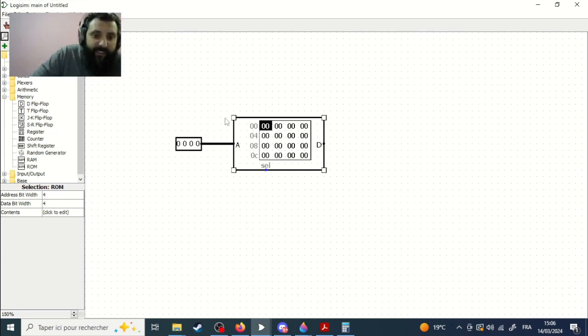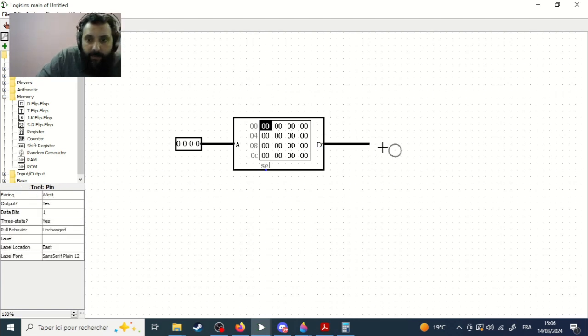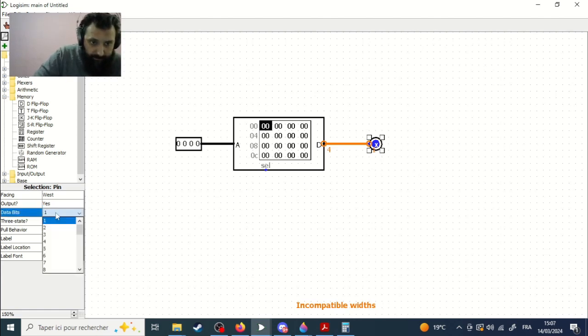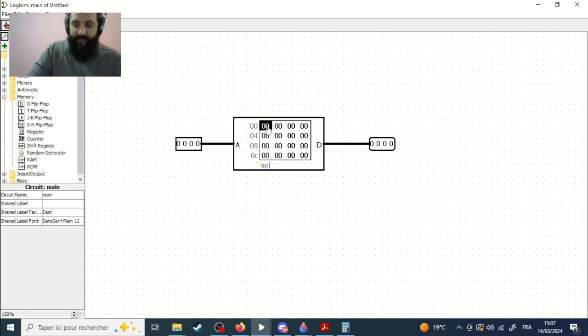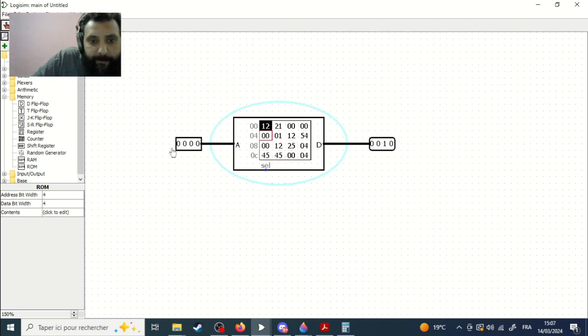Why do we have 16 cells? Because our address is 4 bits, and 2 to the power of 4 is 16. And we have the output of the ROM. The output of the ROM will give the value of the cell. For instance, I will change the cells inside the ROM, just random values. If I take, for instance, address 0, it will point to the first cell, and the content of the first cell is 12.